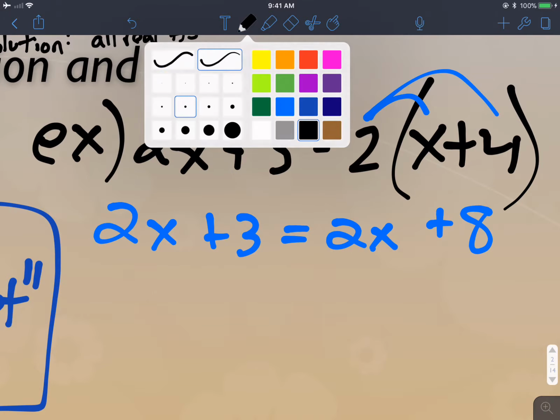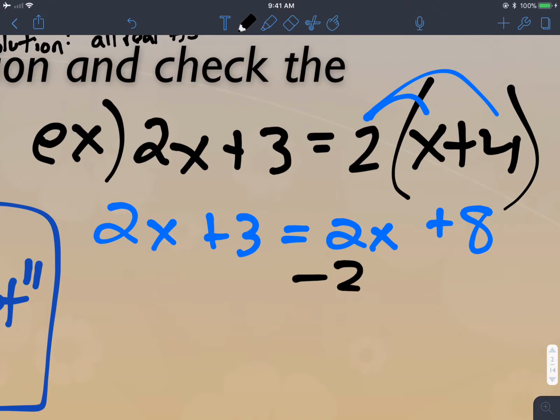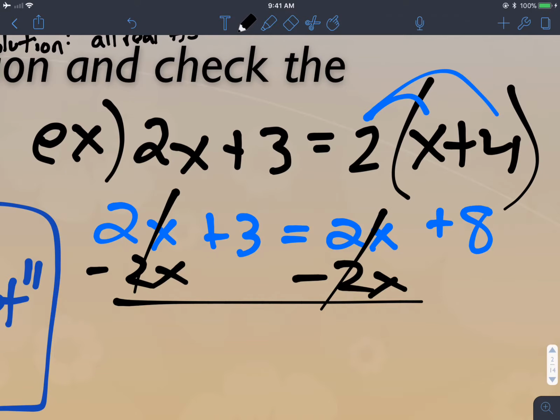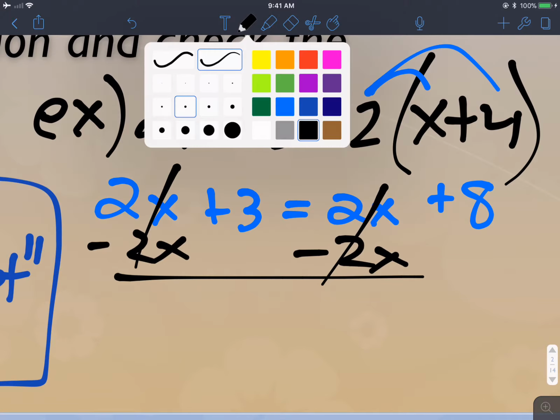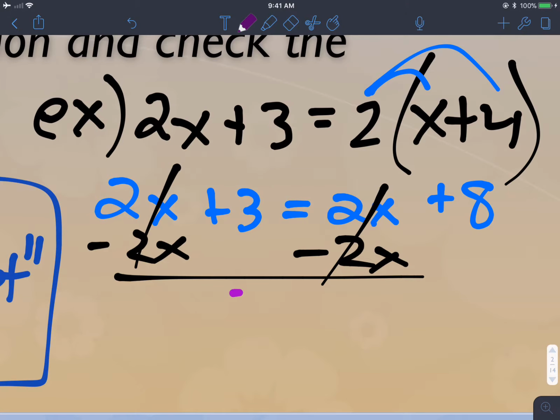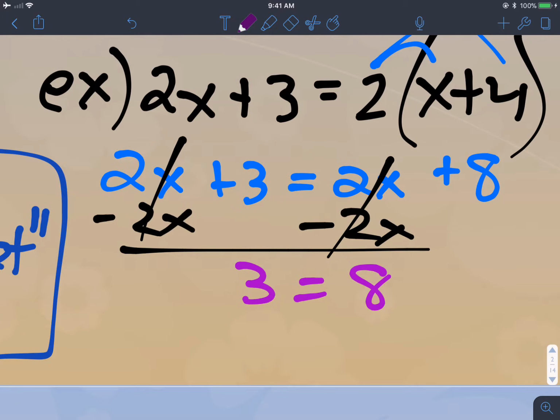Okay, if I end up solving it and I subtract 2x, that same kind of confusing thing will happen. And now I get 3 is equal to 8. True or false? Shouldn't make any sense, right? 3 is not equal to 8. So this is a false statement.